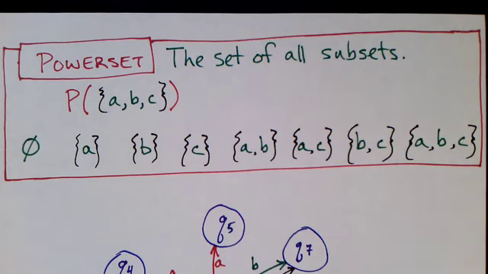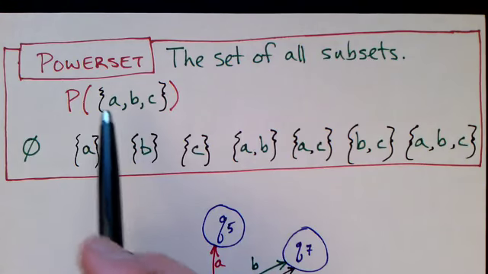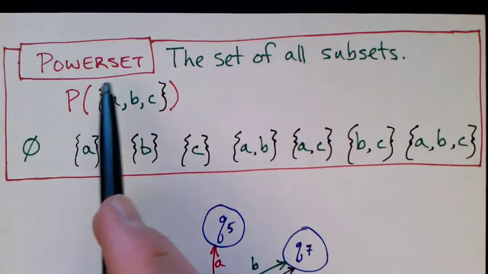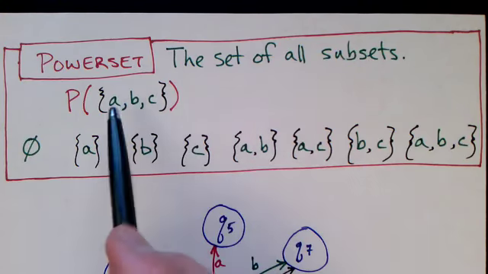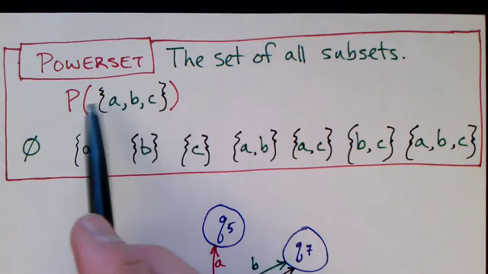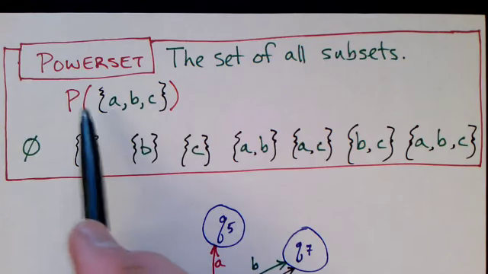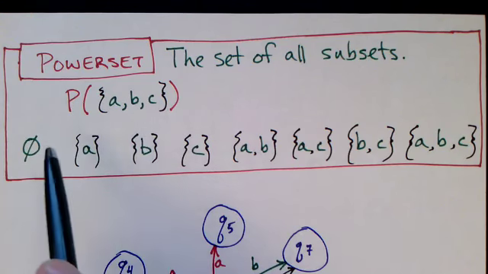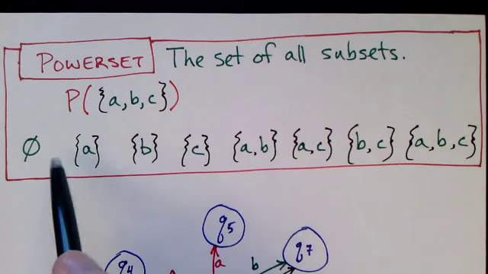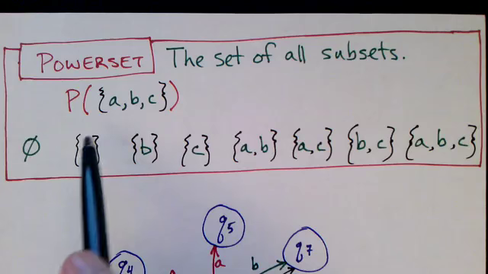We're almost ready to give the formal definition of non-deterministic finite state machines. But before we do that, I want to refresh your memory on some notation and terminology. Remember that the word power set means the set of all subsets. So if we have a set, we can talk about its power set. It's essentially a function that takes a set as an argument and gives you back a set of sets. And it gives you back the set of all subsets.